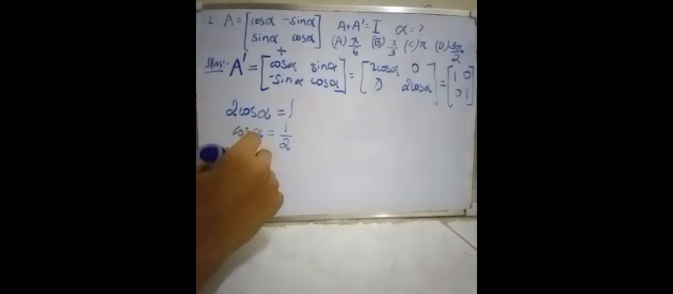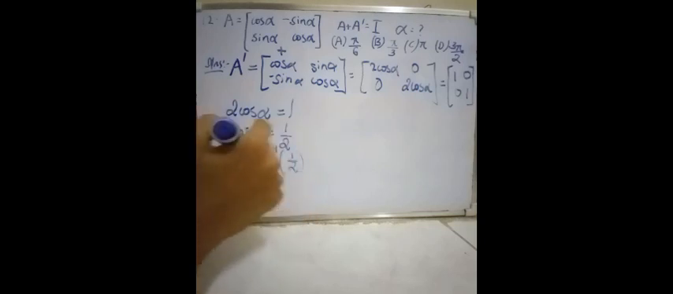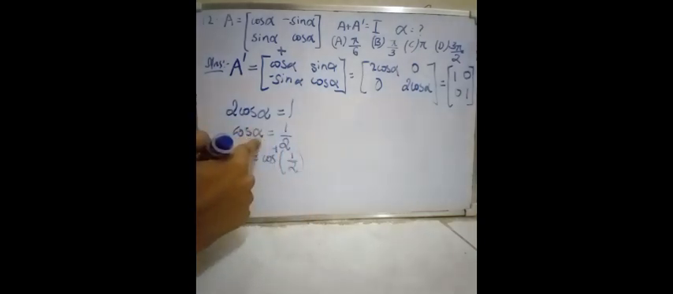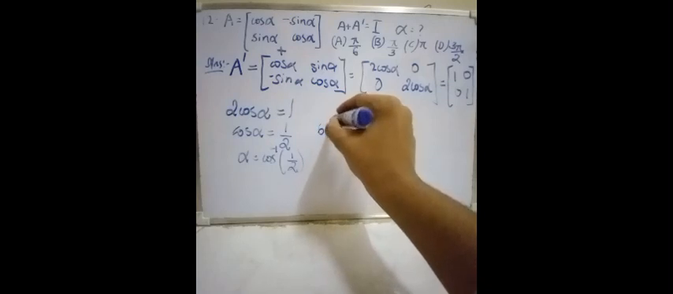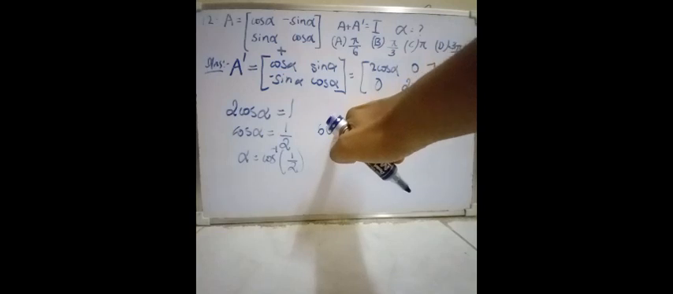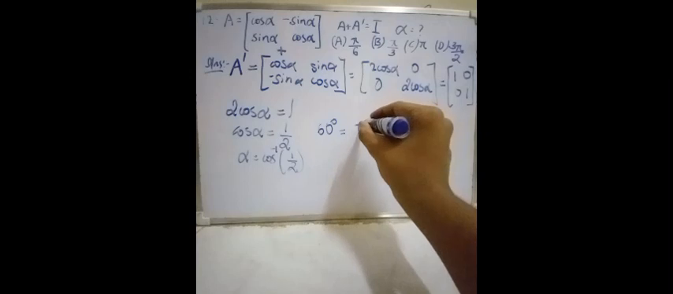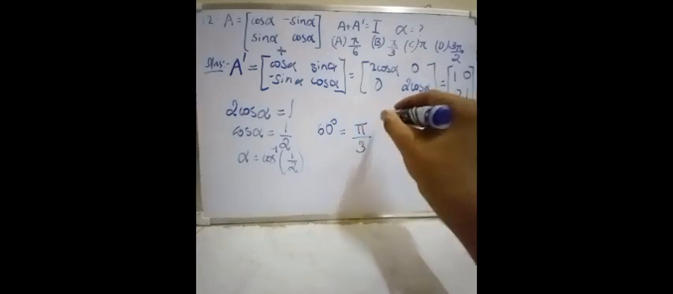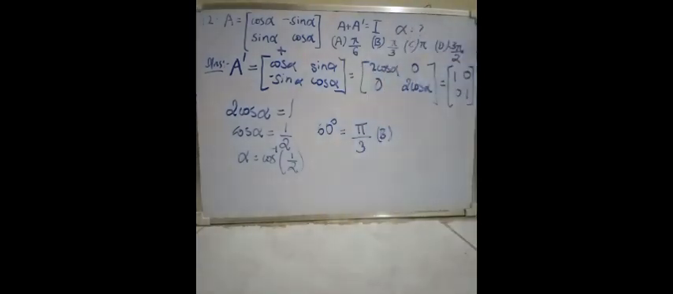So alpha is equal to cos inverse half. Check at which angle cos alpha would be half. The answer would be 60 degrees, because cos is half at 60 degrees. What is 60 degrees in terms of radians? It would be pi by 3. So the correct option is option B, 60 degrees or pi by 3. Here pi by 3 is given, so option B is the correct answer.